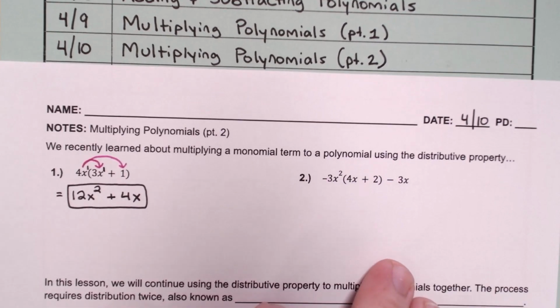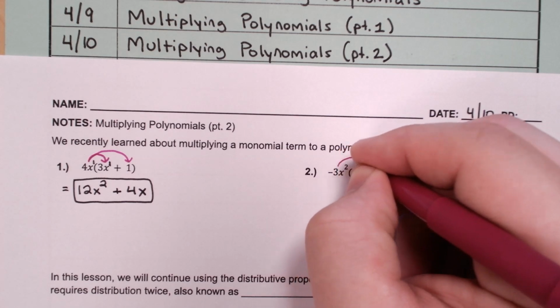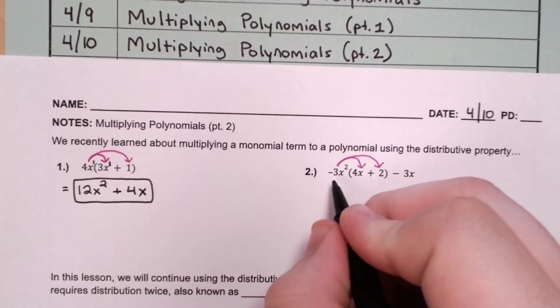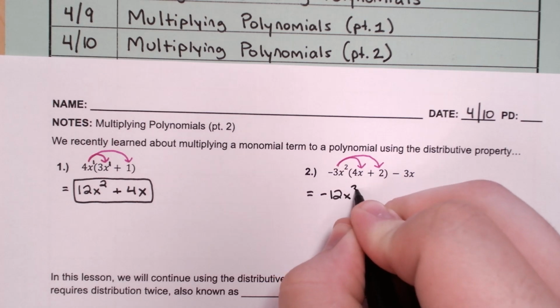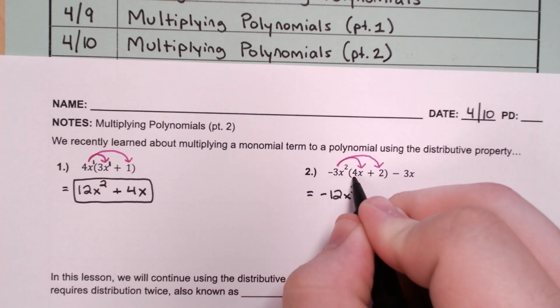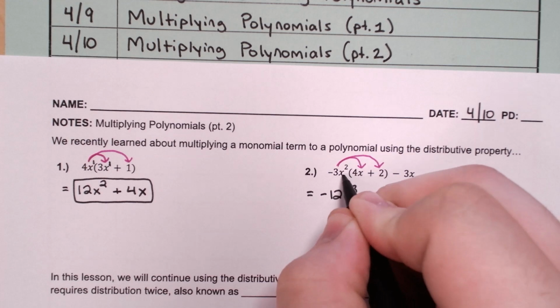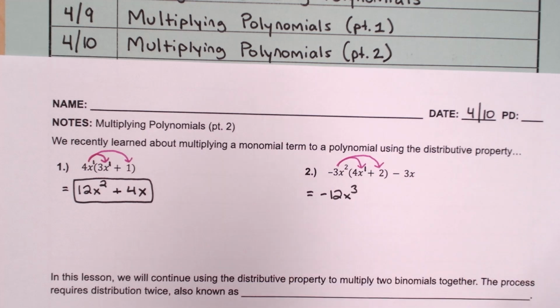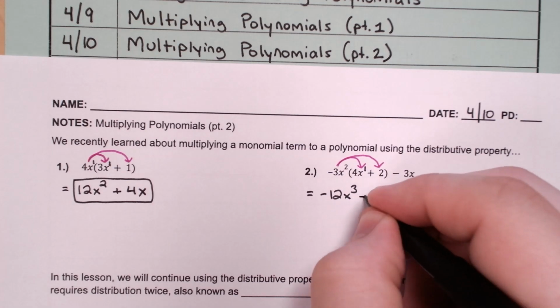Next up, negative 3x squared times 4x plus 2 minus 3x. So we're going to distribute negative 3x squared to the 4x and to the 2. Negative 3x squared times 4x is going to give us negative 12x cubed. Negative 12 comes from negative 3 times positive 4. The coefficients multiply to give you negative 12. The x to the third power comes from x squared times x to the first. 2 plus 1 is 3. Then, negative 3x squared times 2 is going to give us negative 6x squared.